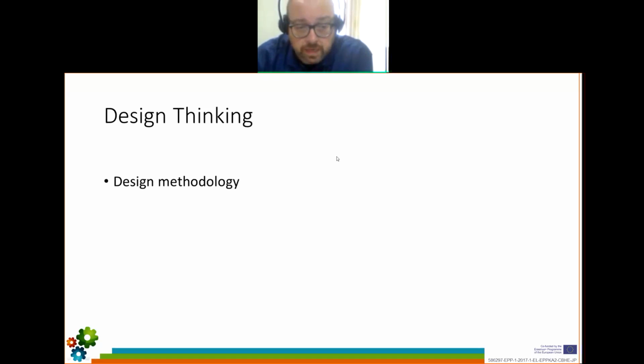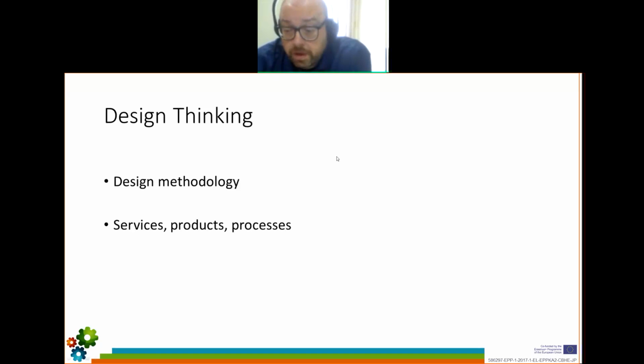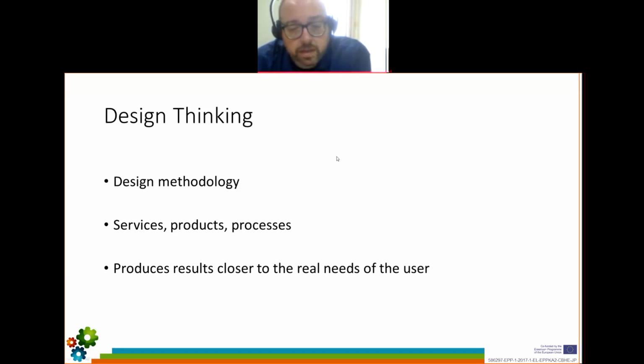So design thinking is, I'll be very vague for the moment, that's on purpose, a design methodology which is made to actually end up producing services, products, or processes. And the main point of it is that the final products are going to be much closer to the real need of the user. So that's how it's defined.